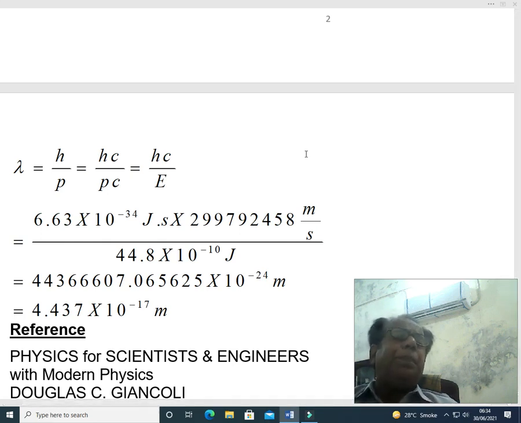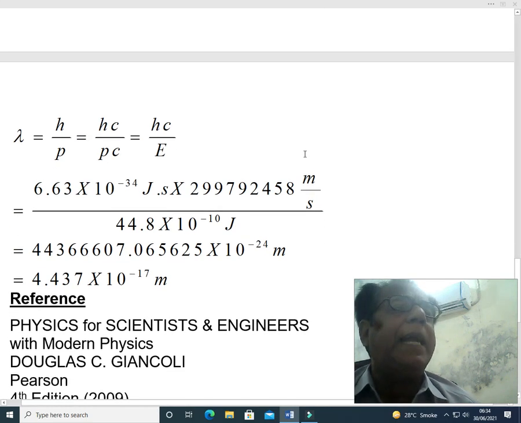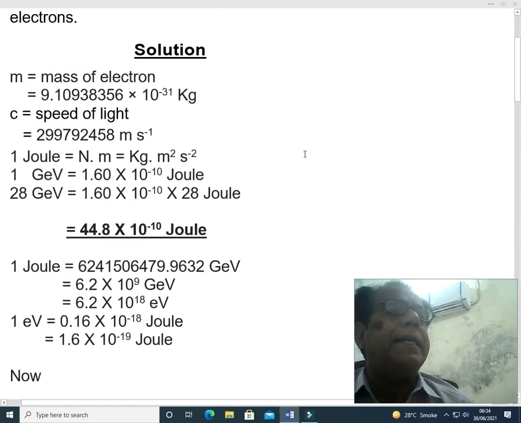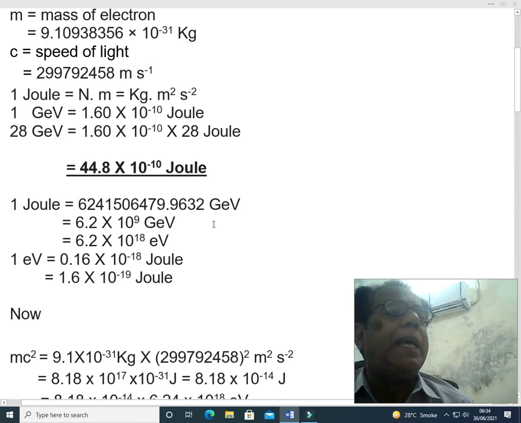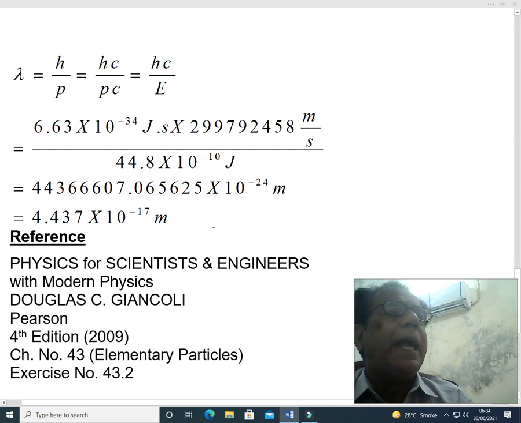Here we have simply put the values of Planck's constant H, speed of light C and value of E in terms of joules, which we have previously highlighted as 44.8 into 10 raised to the power minus 8 joule, in bold as well as underline form. We have used this value of E, and hence after simplification wavelength lambda becomes equal to 4.437 into 10 raised to the power minus 17 meter. This is the solution of our problem.